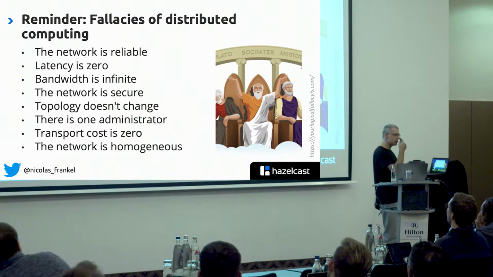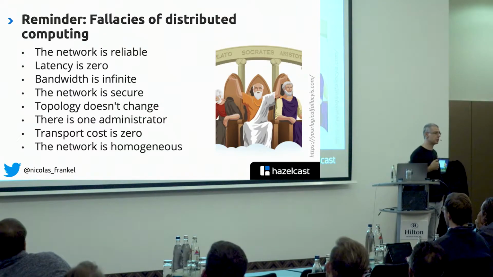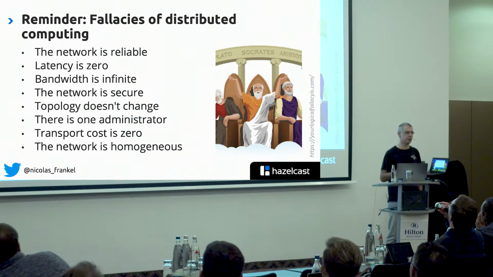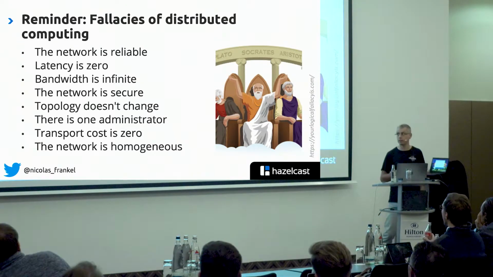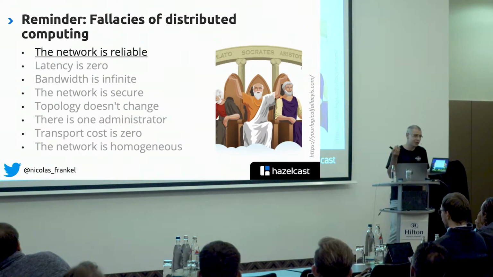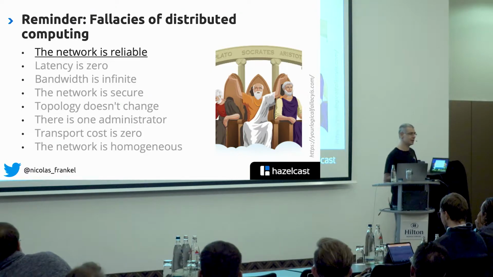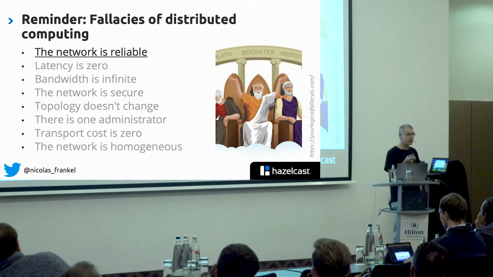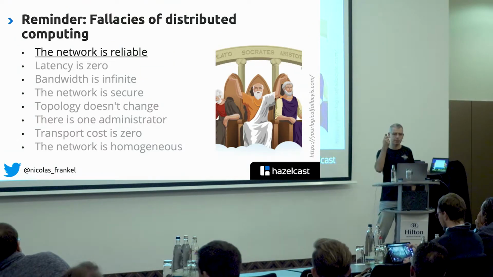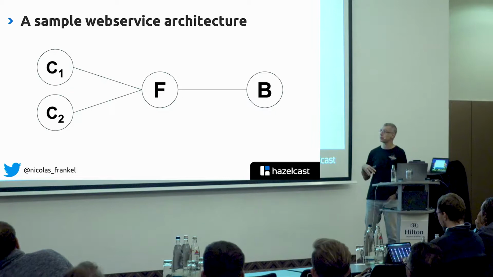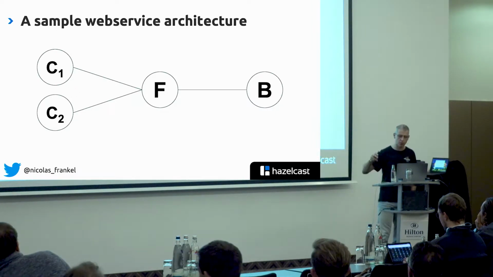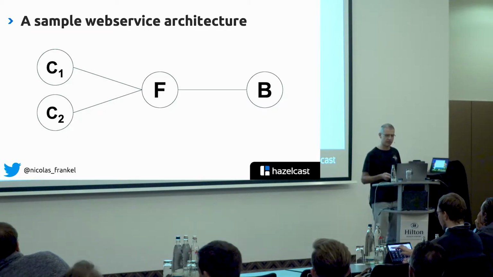But then we go into distributed computing, if we go the web service way. And there are a lot of fallacies about distributed computing. Let's just start with the first: the network is reliable. Of course, the network is not reliable. It will fail. It's not if it fails, it's when it will fail. So if we have a simple web service architecture, let's say we have two clients, one front web service and one back web service. I don't know what they do, but that's nice.